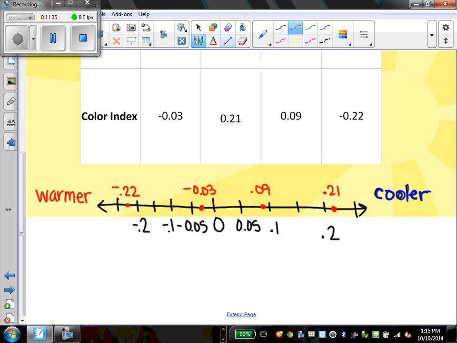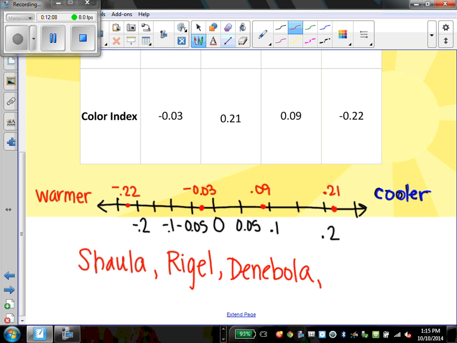So now, the question asks us to list the stars from hottest to coolest. So warmer stars were on our left, cooler stars were on our right. So now we just have to match up the stars. So negative 0.22 matched with Shala. I'm no scientist, so my pronunciation may be a little off here. Next up is negative 0.03, so that is Rigel. Then we have 0.09, which is Denebola. And finally, our Neb is our coolest star.